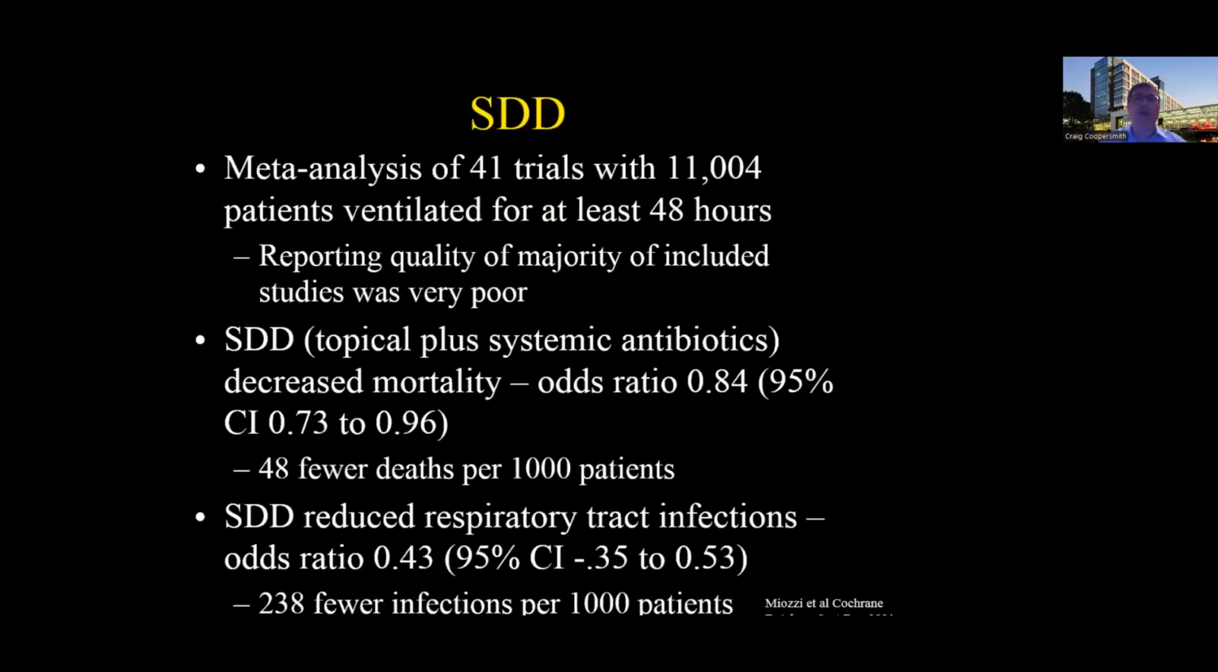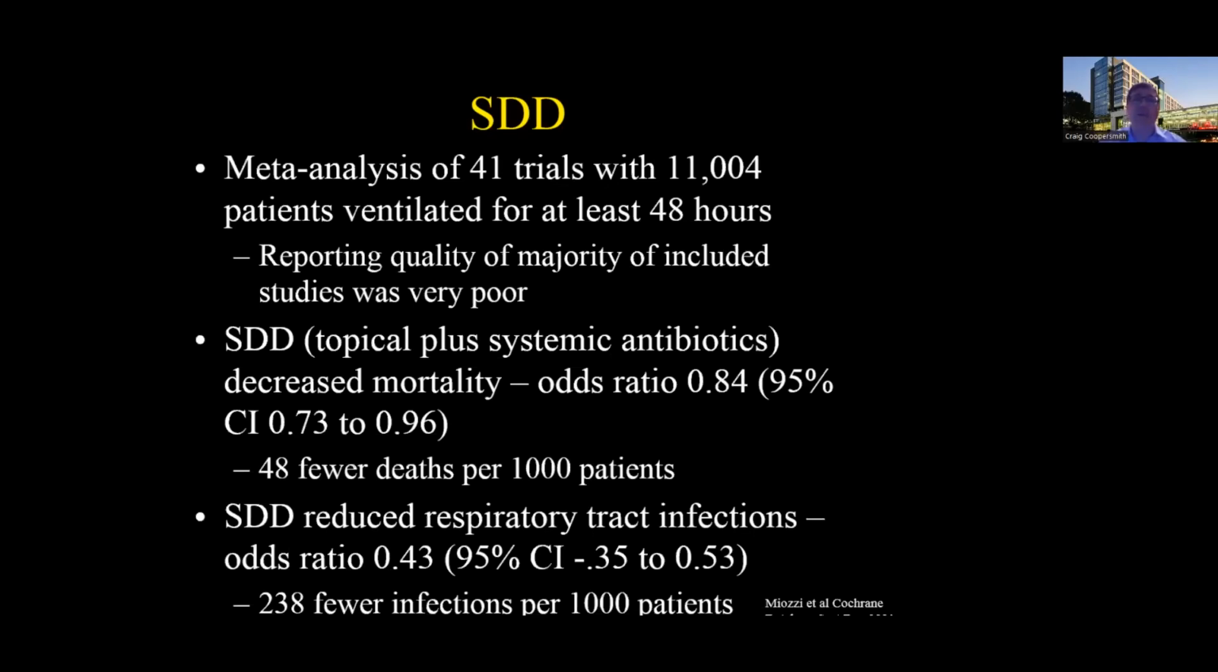So, the data behind SDD is actually very robust. This is a meta-analysis of 41 trials published last year with 11,000 patients ventilated for at least 48 hours. The reporting quality of the majority of the studies was poor, but SDD, topical plus systemic antibiotics, decreased mortality with an odds ratio of 0.84. You see the confidence interval there, leading to 48 fewer deaths per 1,000 patients. It also reduced respiratory tract infections remarkably with an odds ratio of 0.43, 238 fewer infections per 1,000 patients. That's remarkable, and it's based upon a lot of trials.